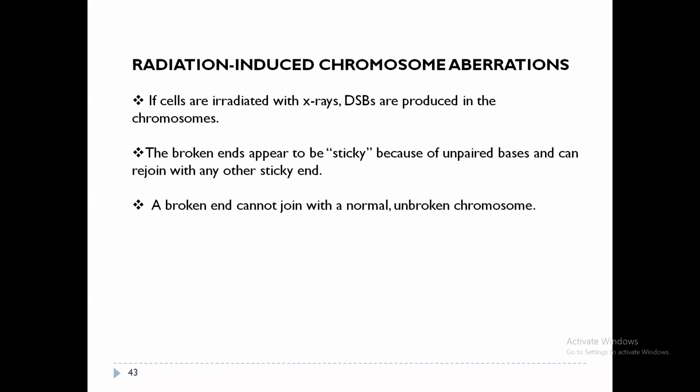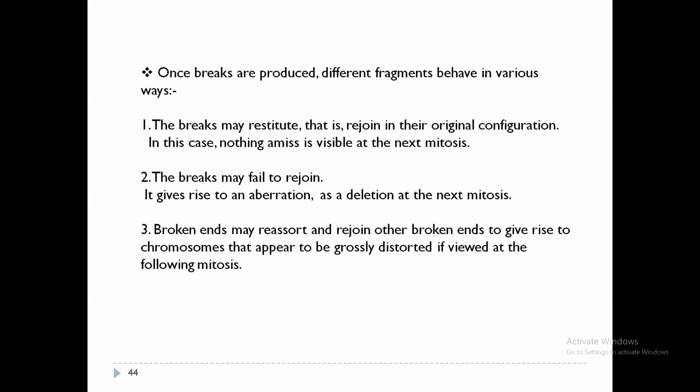Radiation induced chromosome aberrations. If cells are irradiated with X-rays, double strand breaks are produced in the chromosomes. The broken ends appear to be sticky because of unpaired bases and can rejoin with any other sticky end. But a broken end cannot join with a normal or unbroken chromosome. Once breaks are produced, different fragments behave in various ways.